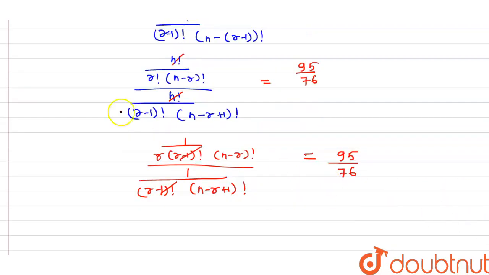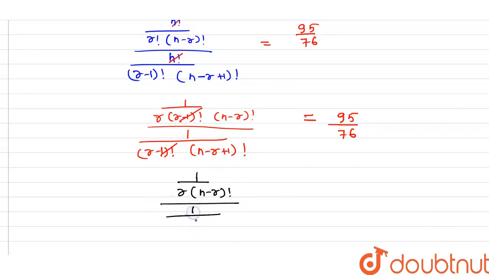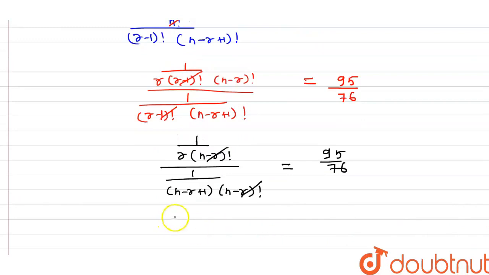Then further we simplify and get 1 upon r into (n - r) factorial, over 1 upon (n - r + 1) into (n - r) factorial, equal to 95 upon 76. So (n - r) factorial cancels with (n - r) factorial, and the remaining is (n - r + 1) upon r, equal to 95 upon 76.